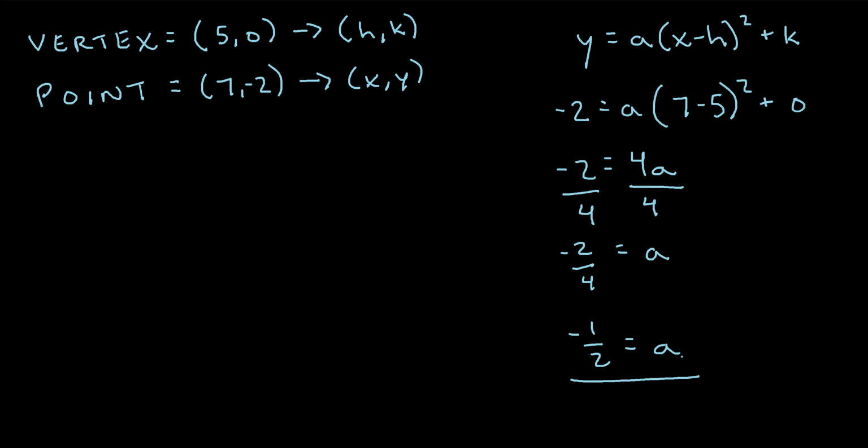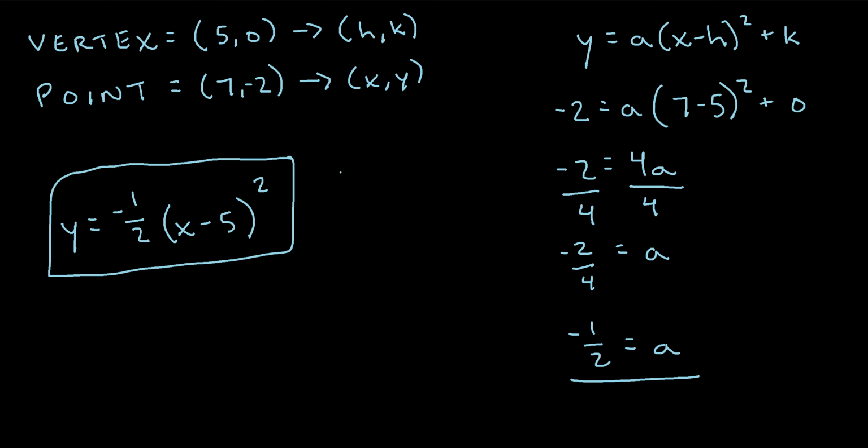So that's a. Now we have everything that we need to write the equation of this parabola in this form. So we'll say y is equal to -1/2 times (x minus h, which we said is 5), so (x minus 5), plus k. Remember, k is 0, so our final answer is just going to be y equals -1/2 times (x minus 5) squared. This is the equation of our parabola.